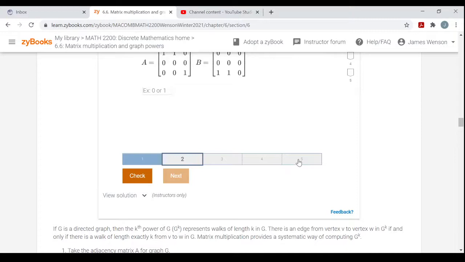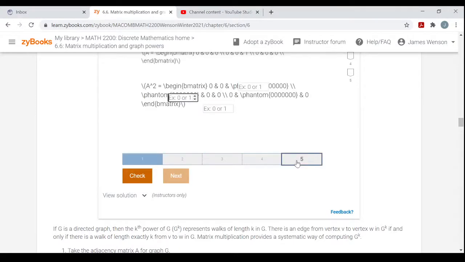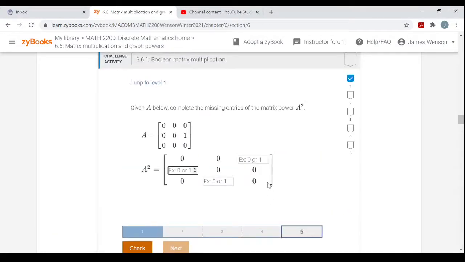And let's see what the 5th level looks like. So this is just fill in the blank for 3 positions. If I was to take A and multiply it by itself, well, it's A squared. And just fill in these first row, third column, second row, first column, and third row, second column entries. Okay.